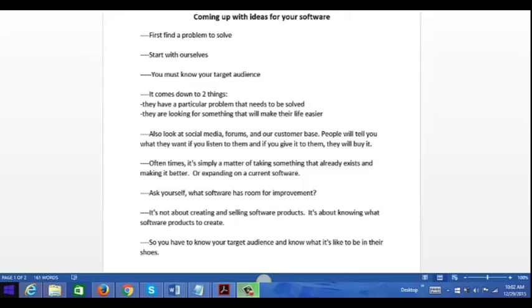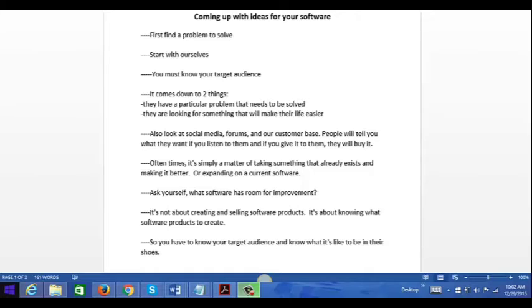Okay, and oftentimes it's simply a matter of taking something that already exists and making it better, or expanding on the current software. So you've got to ask yourself, what software out there has room for improvement? Okay, and you've got to remember this: it's not about just creating and selling software products. There's a lot of money to be made in selling software products. Don't get me wrong, but it's also about knowing what software products to create. So that's why it's important to know your target audience and know what it's like to be in their shoes.